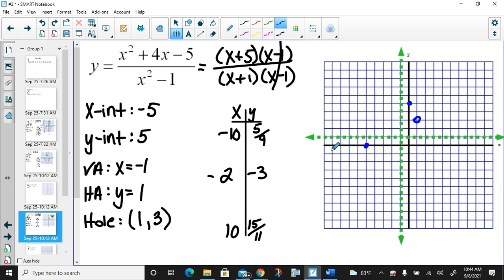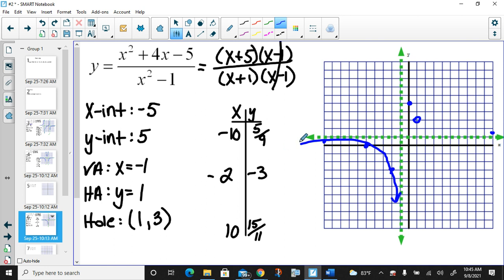We have negative 10, 5/9, which is just over a half. We have negative 2, negative 3. And we have 10, 15/11, which is just under 1.5. Is this very obvious? Does it look like a normal rational function? Absolutely.